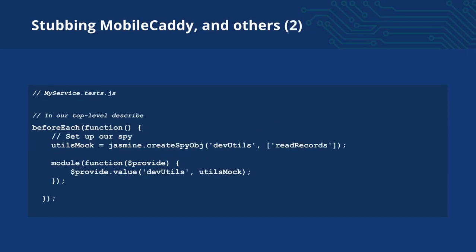So first things first, I'm going to set up my spy for my devutils calls, because I don't want this devutils readRecords call to be really going out to the MobileCaddy libraries. I want to have control over the responses to that. So I'm setting that up here with this jasmine.createSpy, passing in the name of the service, and then there's an array of function calls that I'm going to control. Here I'm passing in just the readRecords. We're then using the providers here to make sure that that's available for me in this utils mock variable.